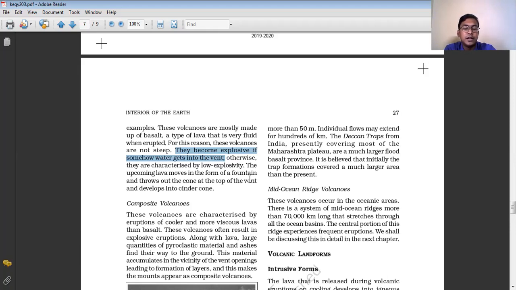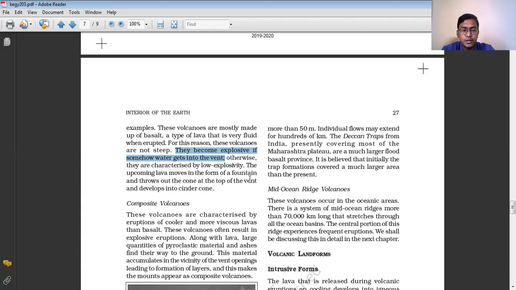Fountain means the place from where the water comes out. In the same way, it comes out like a fountain, and suddenly it erupts. Suddenly the magma is thrown outside the surface. The upcoming lava moves in the form of a fountain and throws out the cone, which basically means the topmost part of the volcano.